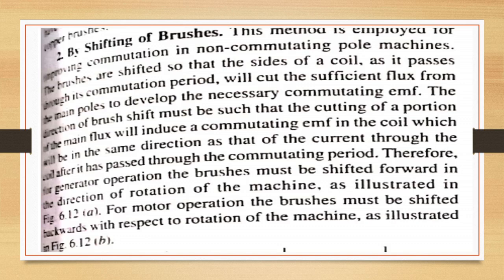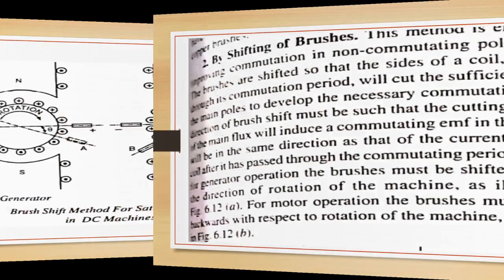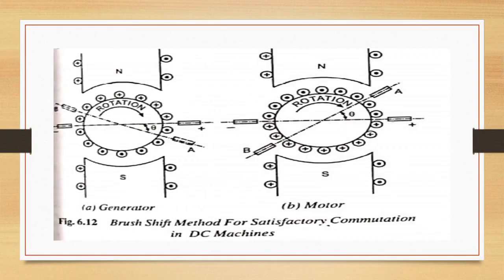The direction of brush shift must be such that the cutting of a portion of the main flux will induce a commutating EMF in the coil which will be in the same direction as that of the current through the coil after it has passed through the commutating period. Therefore, for generating action, brushes must be shifted forward in the direction of rotation of the machine, and for motoring action, brushes must be shifted backwards with respect to the rotation of the machine. So this is the brush shift method for satisfactory commutation in generator and motor.